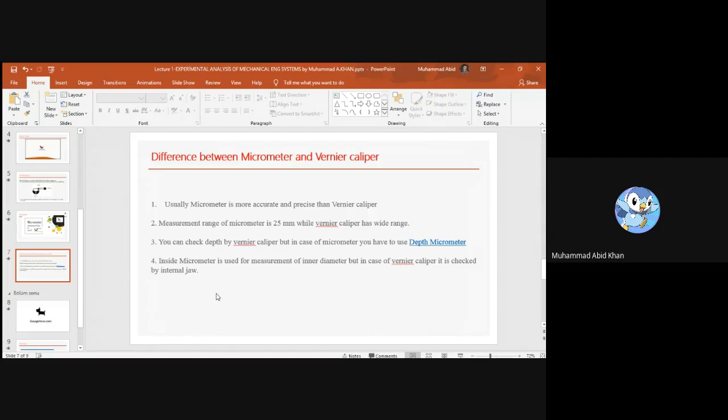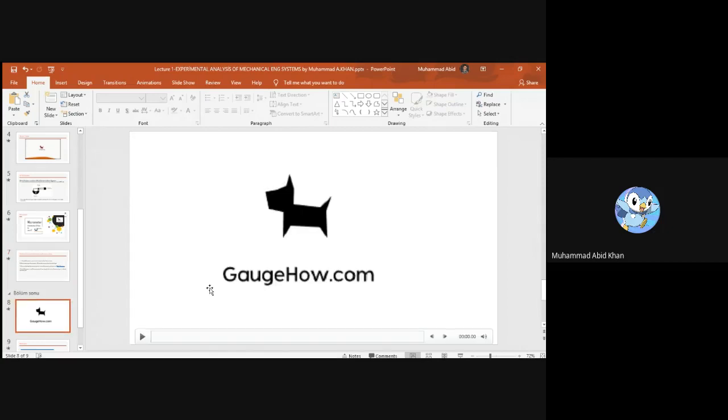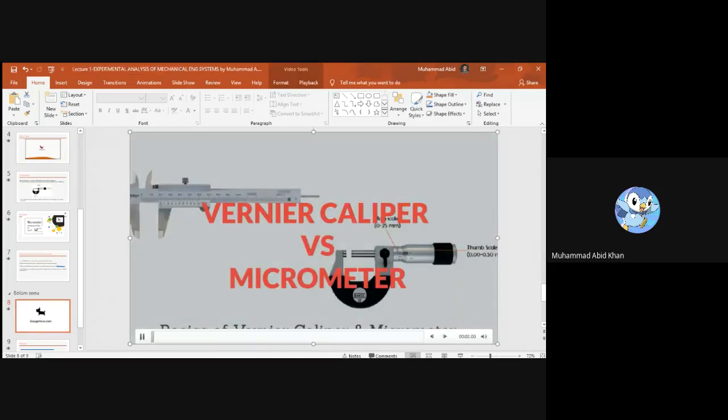Inside micrometer is used for measurement of inner diameter, but in case of Vernier caliper it is checked by the internal jaw. It means the internal side. In the coming video I will try to explain what the difference is between the micrometer and the Vernier caliper. Please see this video. About the differences between Vernier caliper and micrometer.